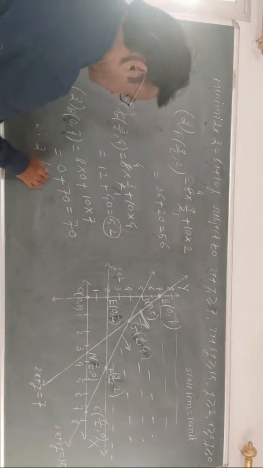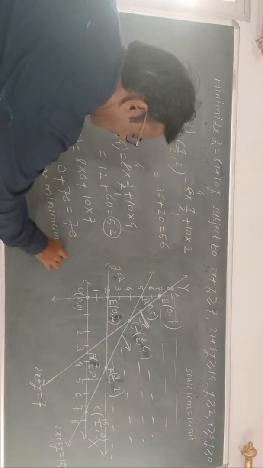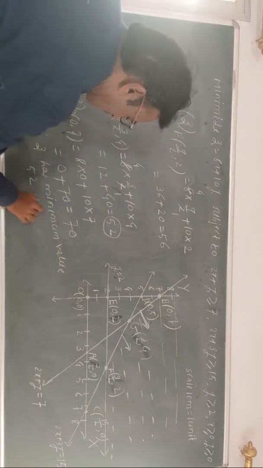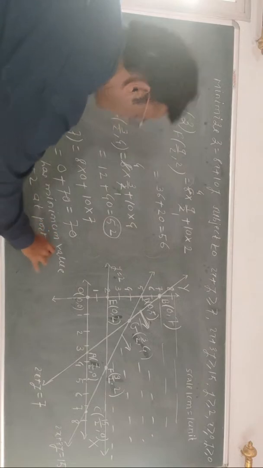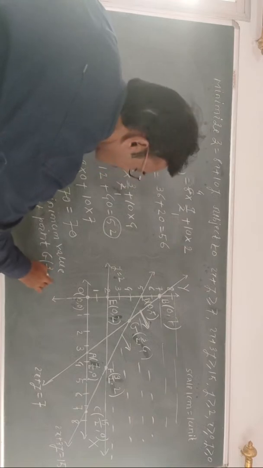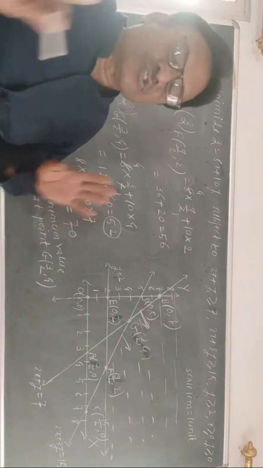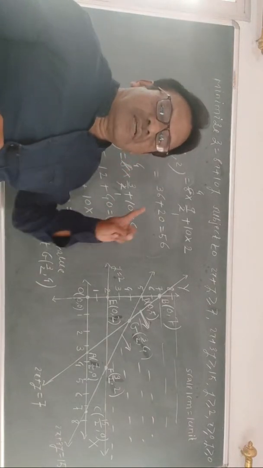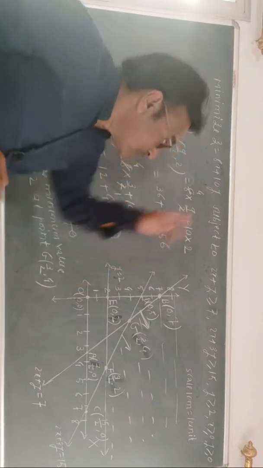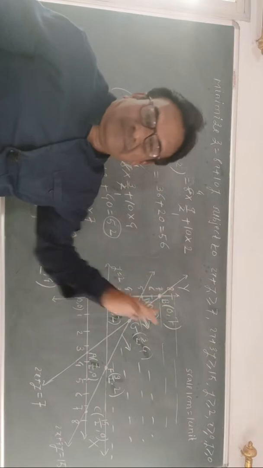Z has minimum value 52 at point G (3 by 2, 4), and this is the required solution of the given problem. That is, in the given problem we find the minimum value of the objective function on the vertices of the shaded region. Remember that.